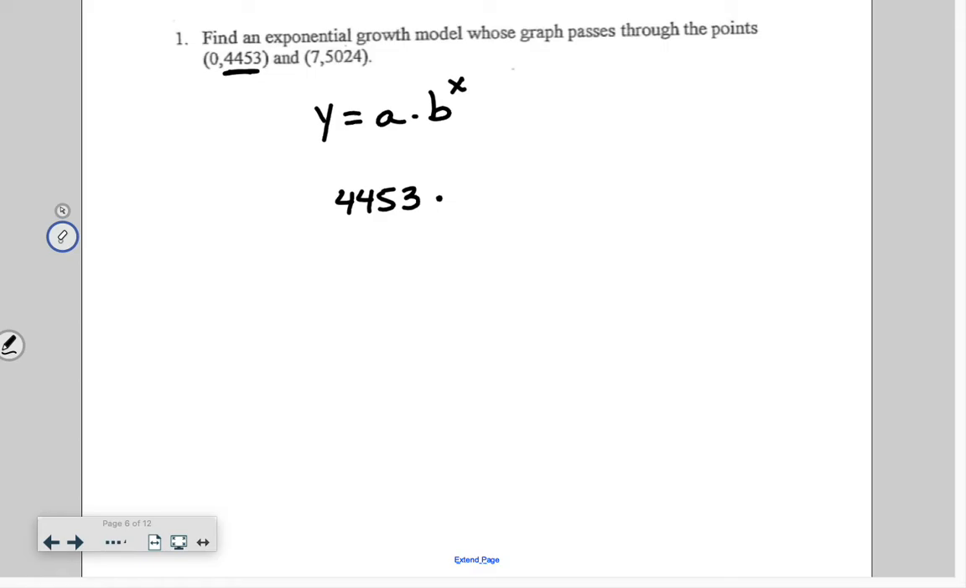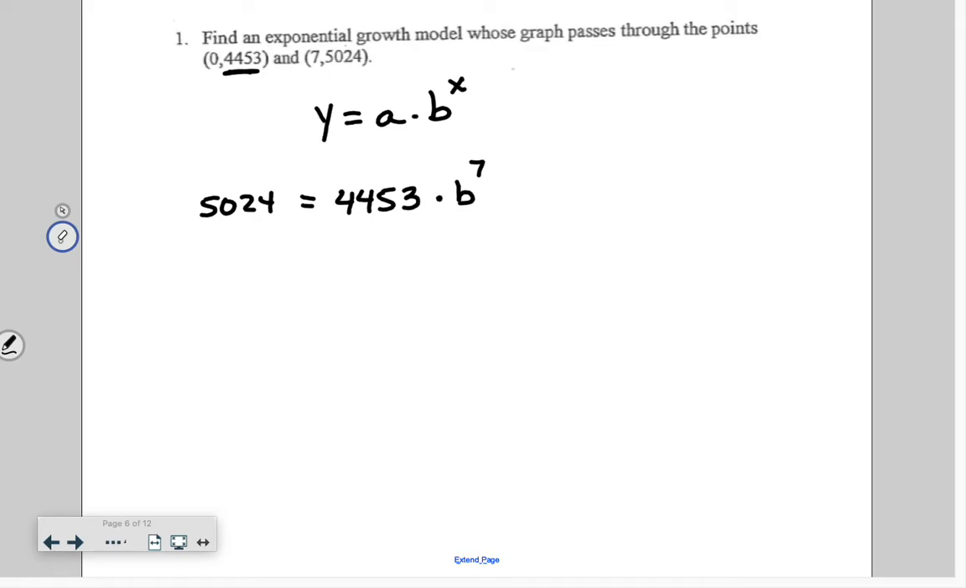Now, I gave you a second point, and you actually have done this even back in Algebra 1, not with exponential equations, but you did it in Algebra 1. Why are you given an extra point? What do you almost always do with it? Plug it in. Yeah. Take 7, put it in for x. Take 5,024, plug it in for y. And then the only variable left to solve for will be b. And that's what I'm trying to find. So 5,024 equals 4453 times b to the 7th power. That's always why you're given that extra point, so you can plug it in to find out whatever's left that's still missing.